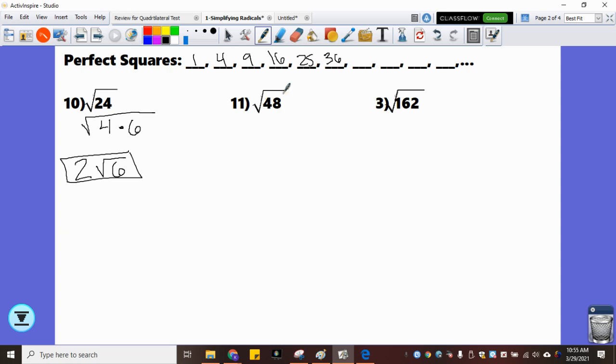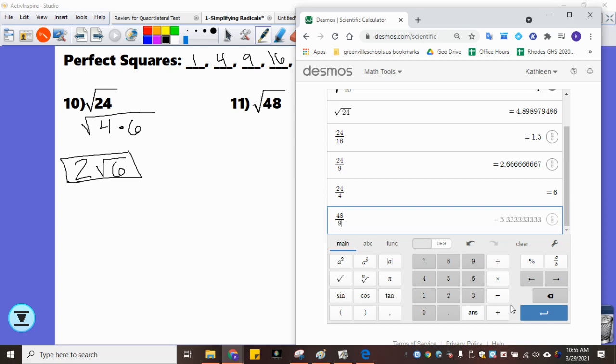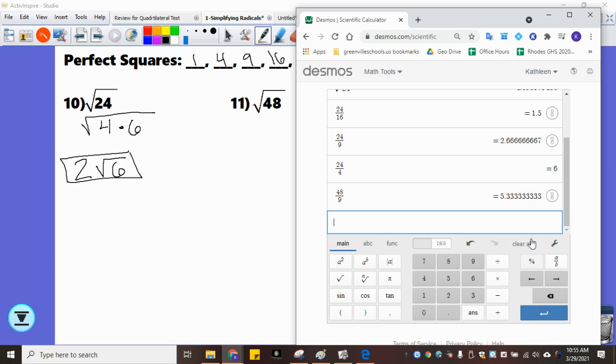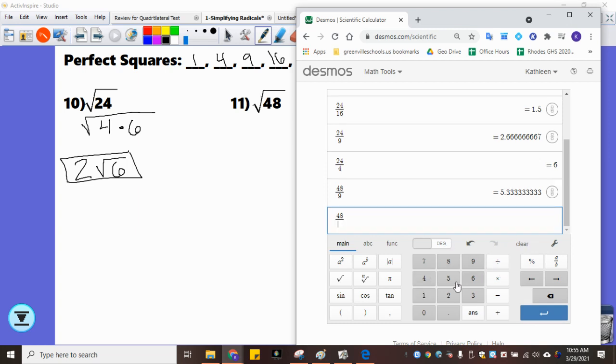Then we can move to 48. What is the biggest perfect square that goes into 48? Might be 4 again. 9? 48 divided by 9, decimal. 16. 16 and 3. 4 goes into 48, but it's not the biggest number that goes into 48.